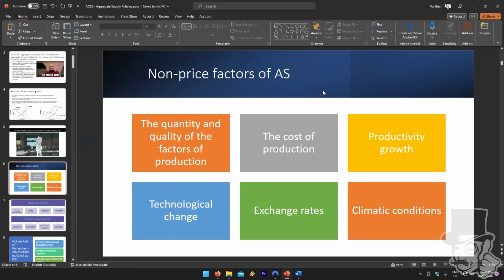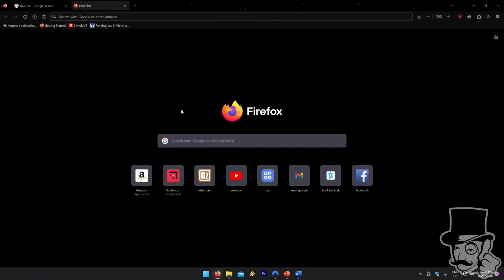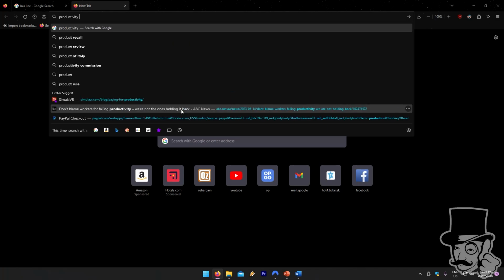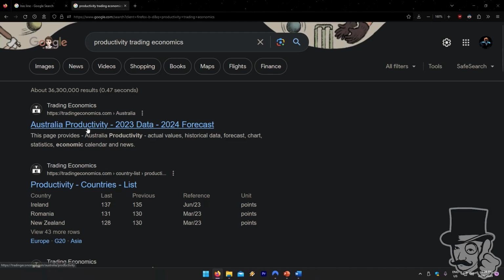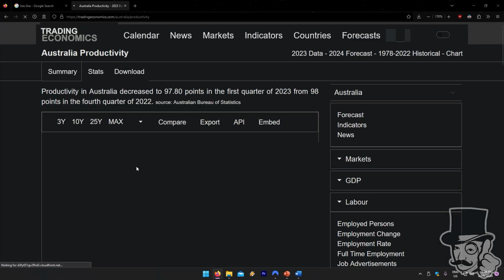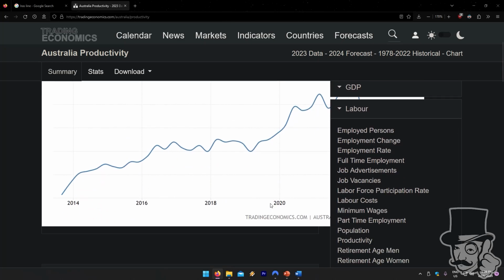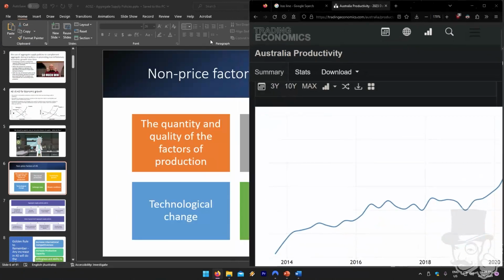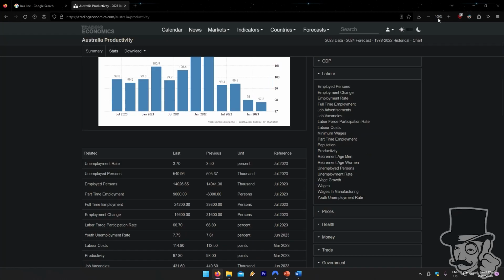Productivity growth. I can tell you now that productivity is terrible in Australia. I should probably not say that, but whatever. I can't be bothered right now. Productivity, trading, economics. Alright, that doesn't look like much, but how about if we go like this? Oh man, what's happened to my graphs? Let's refresh this page and see if it fixes it. There we go.